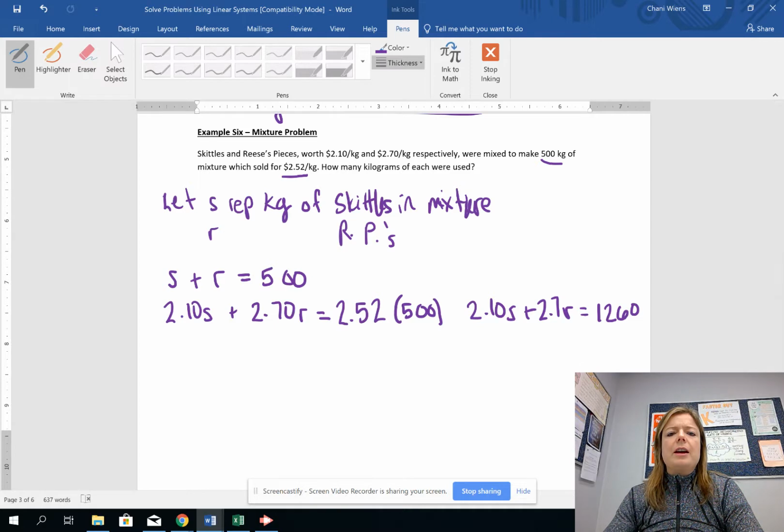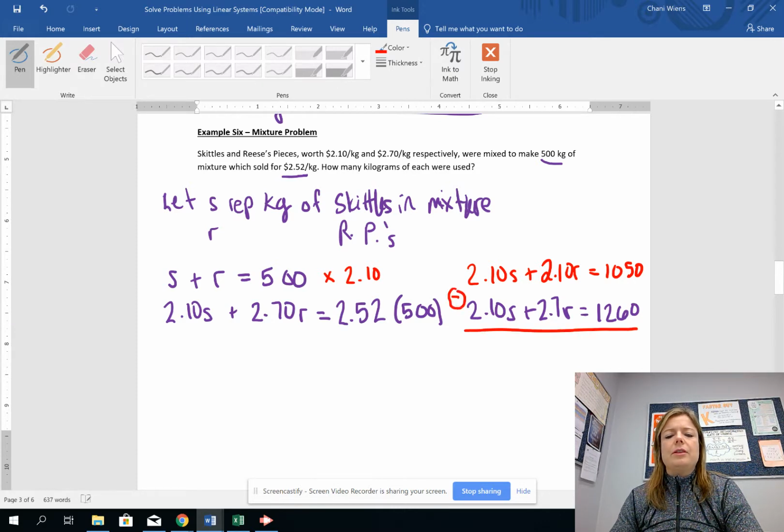Okay, so I will actually go ahead and show you how to solve this. I used elimination here, and I multiplied this equation by 2.1, and then I subtract the two equations. So you get 2.1S plus 2.1R equals 1050, since 500 times 2.1 is 1050. So I'm going to subtract the two equations. These eliminate as they are supposed to.